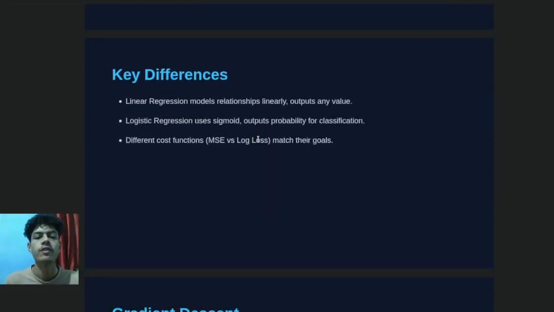The key differences between them are: linear regression models relationships linearly and outputs any value. Logistic regression uses sigmoid to output probability for classification, where the different cost functions, mean squared error versus log loss, which we can also call cross entropy, match their goals.